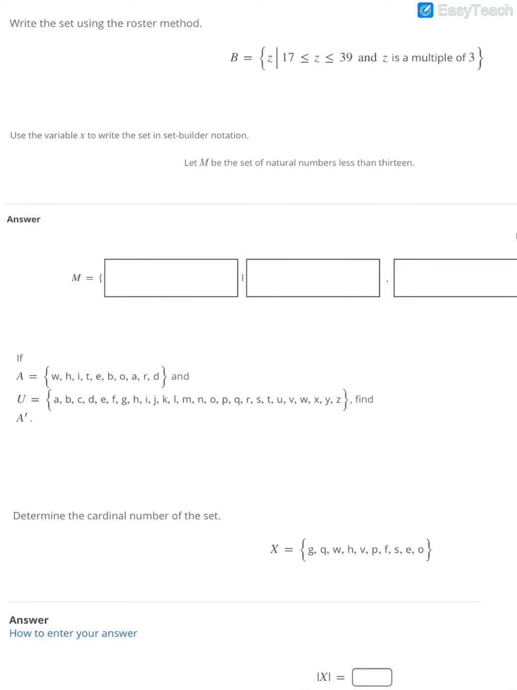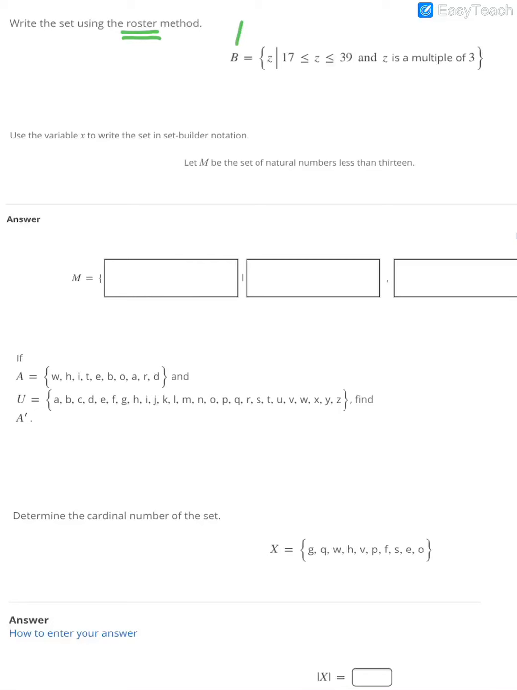We are going to talk about set notation. And in our first question, they are asking me to write a set using a roster method. Roster method is just a fancy way of saying make a list of your elements. So they have given me a set. It's actually written in what's called set builder notation.